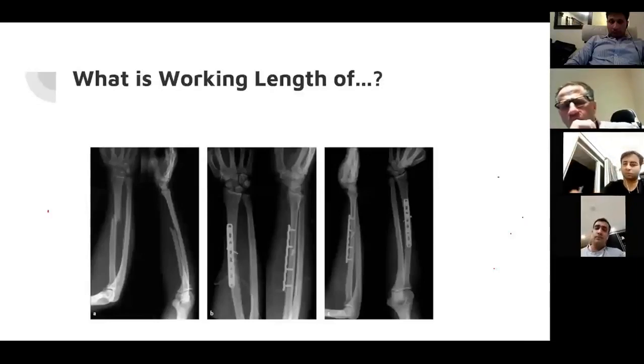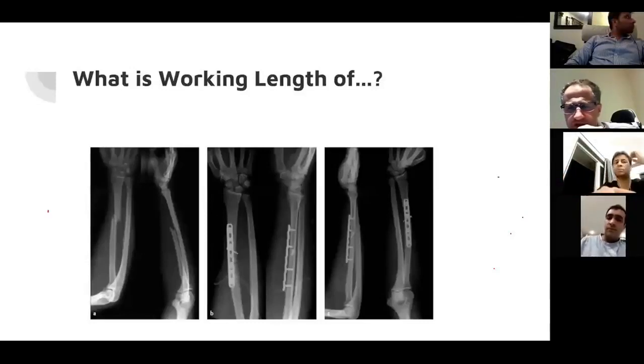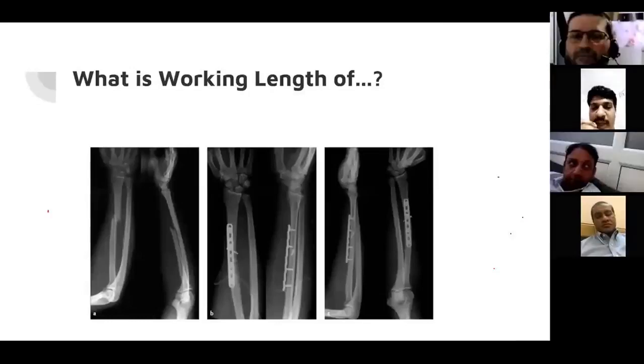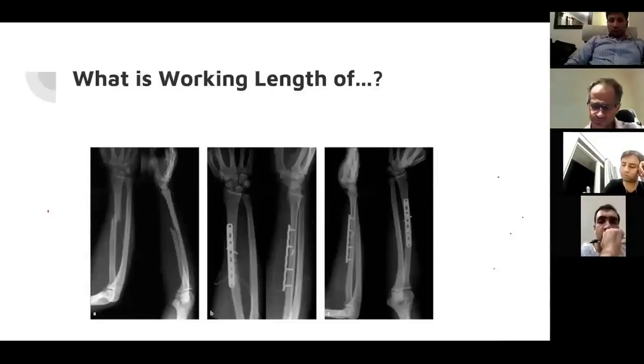So why do we use a 1/3 tubular as a neutralization plate there compared to using a big LCP DCP plate here? Majority of the load passes through the radius, whereas in the ankle, majority of the load passes through the tibia. Good, excellent, and that's brilliant.